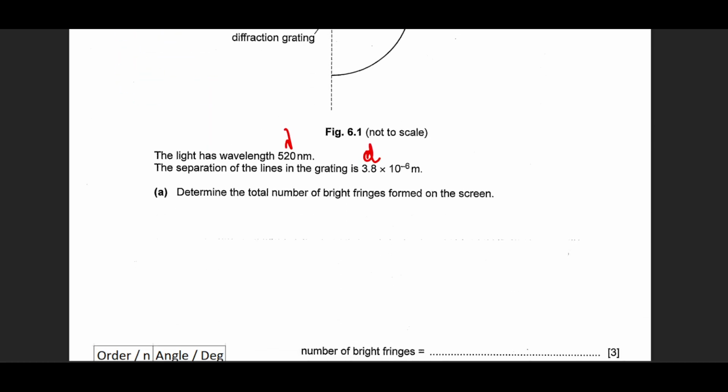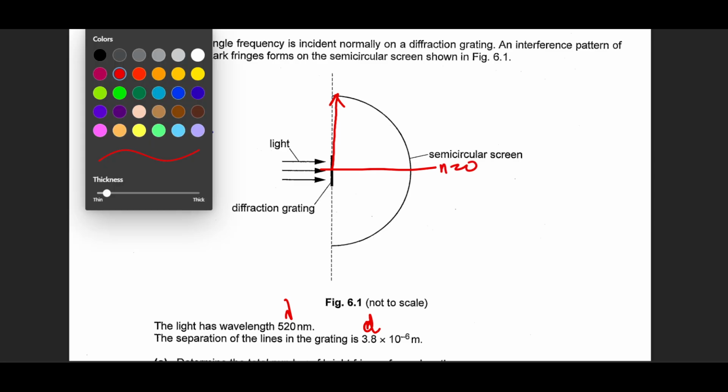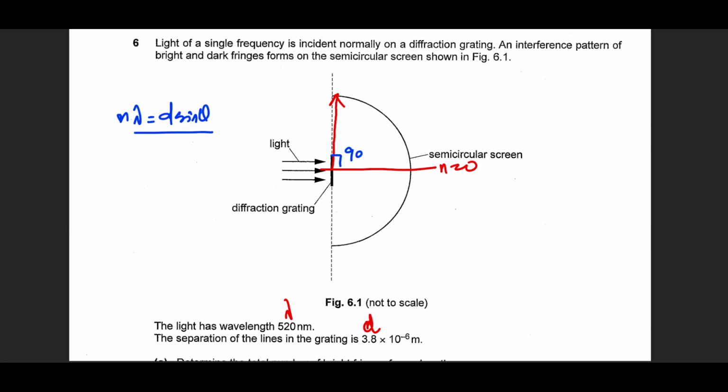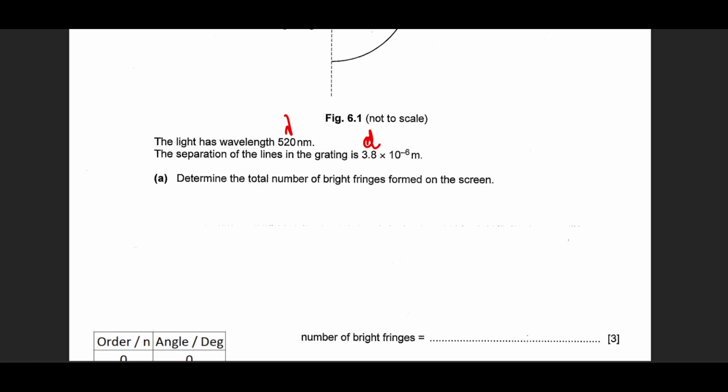So for that, what we need to accept is that the absolute largest case, with comparison to the central fringe, which is at n equal to 0, could be the widest angle. The widest angle would be 90. So we would have to assume, for the sake of this question, that theta is 90, because we want to find the maximum number, right?